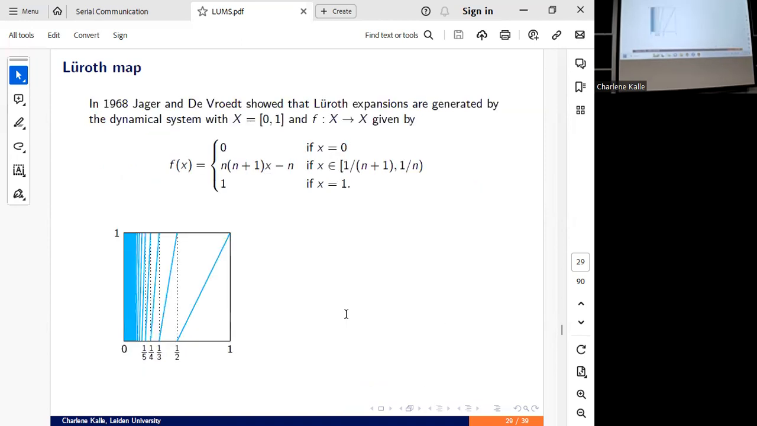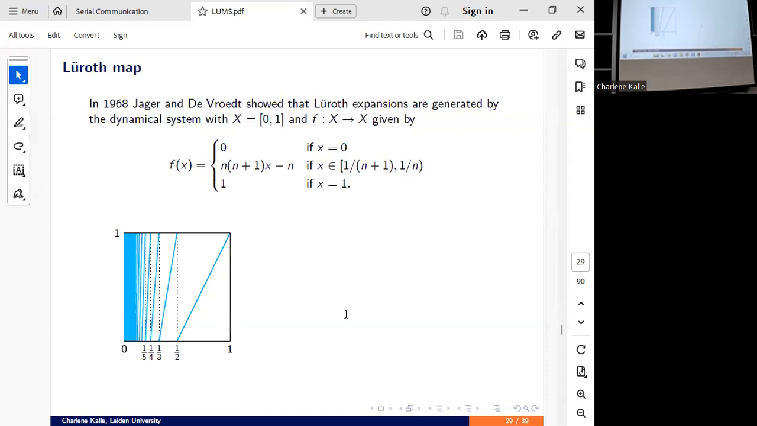Okay, so in 1968, Jager and de Vloed, who I think are both Dutch. You don't know de Vloed? Yeah, Jager, I think, is definitely Dutch, but de Vloed, I'm not sure.